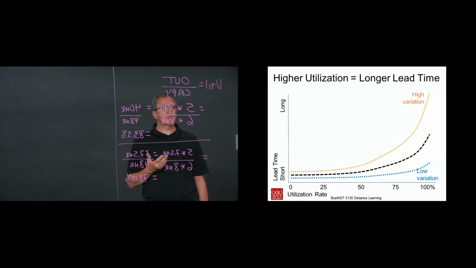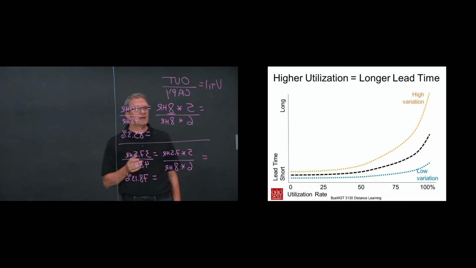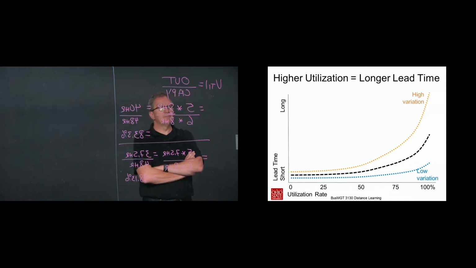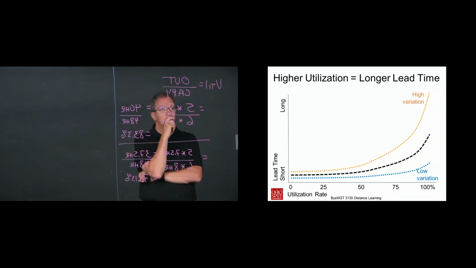Now, when you take a look at this, higher utilization means a longer lead time. What I'm trying to show here is utilization rate is on the horizontal axis. Lead time is on the vertical axis, and what you see here is if your utilization rate is high, lead time is very high. Why? Because if I've already booked all of this time, it's very hard for me to find capacity to add a new order.